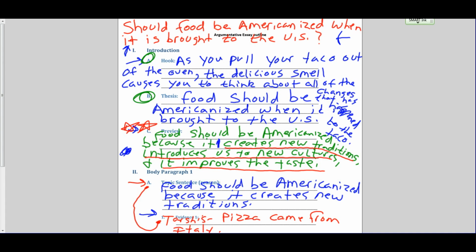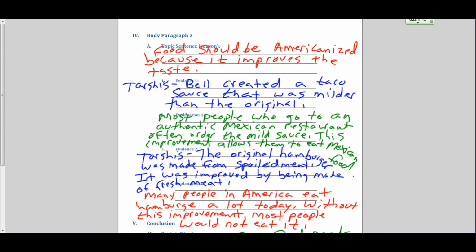So I'm going to put, as you take a bite out of your taco, you appreciate how people have transformed it into American tradition. Notice how we're talking about a taco again, so it does address it. And it seems like it's a nice way to end this paper, because we did talk about the taco quite a lot.